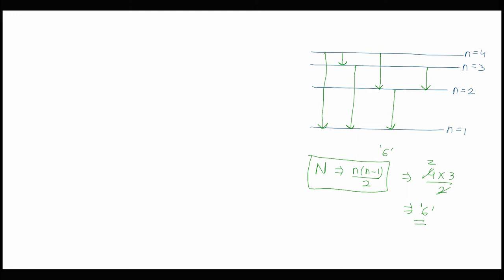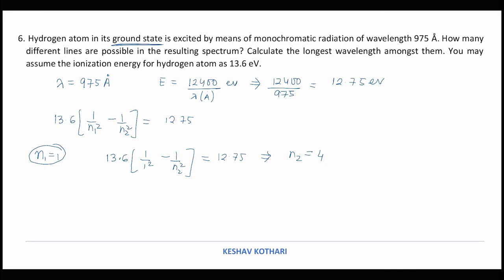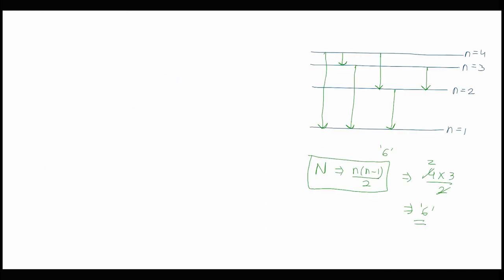For the problem it is stating, calculate the longest wavelength amongst them. So for the calculation of longest wavelength, the frequency must be smallest, and we are saying that it corresponds to the transition from n equal to 4 to n equal to 3. So it is corresponding to the transition from n equal to 4 to n equal to 3.